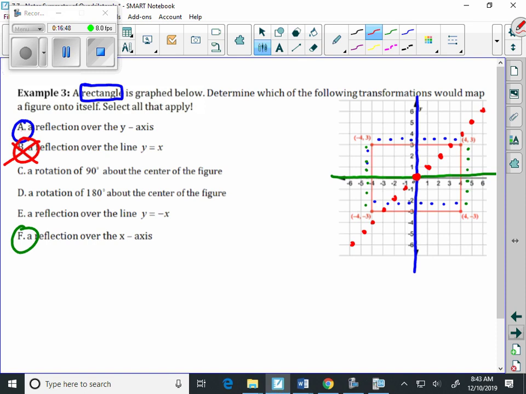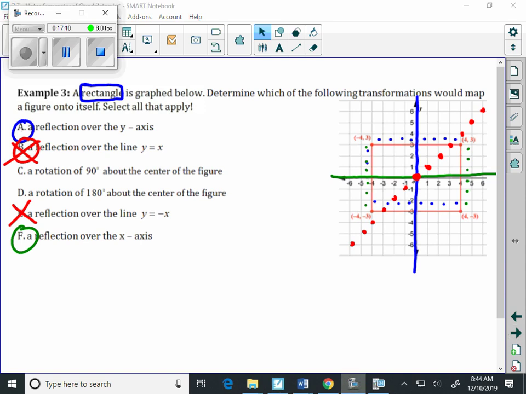Now, when we look at the rotations, by the way, since I have one other reflection here, if it's not a reflection over the line y equals x, it's not going to be a line of reflection over the line y equals negative x. But we've got 2 rotations now. We've got a rotation of 90 degrees about the center of the figure, and a rotation of 180 degrees about the center of the figure.